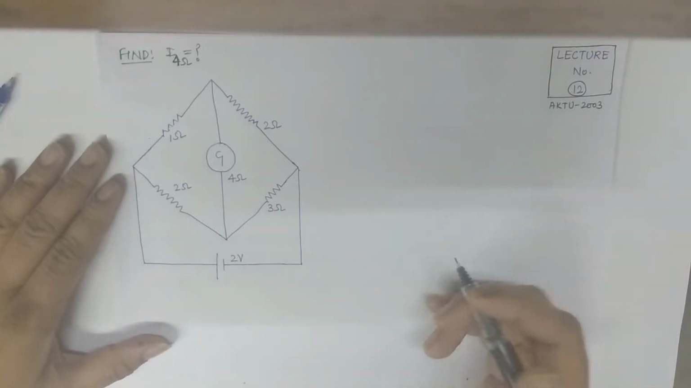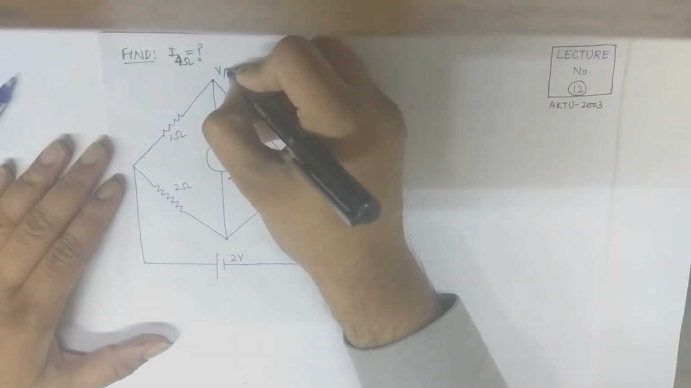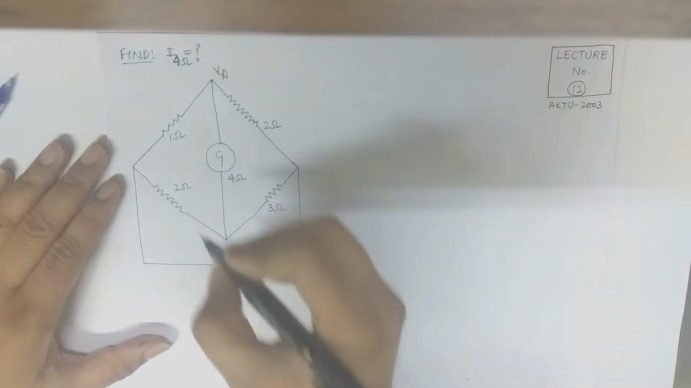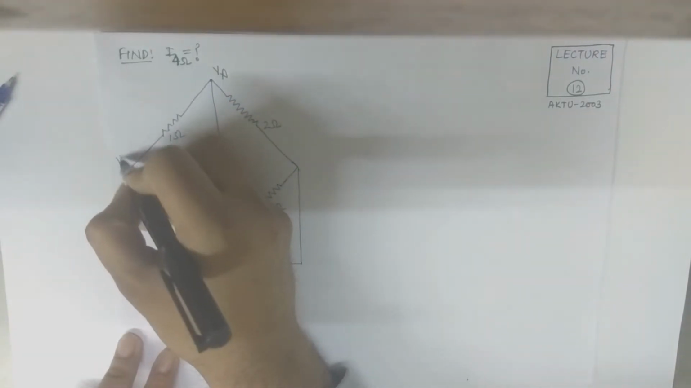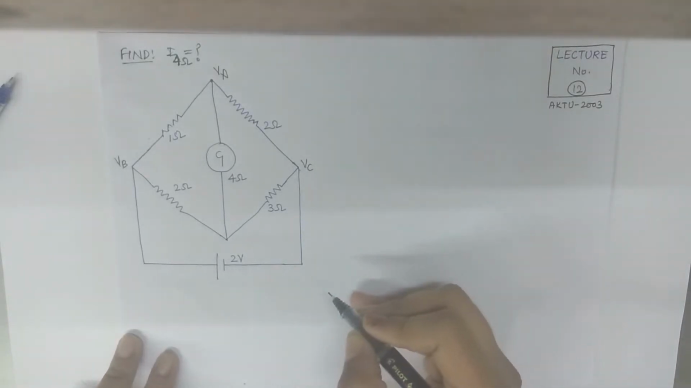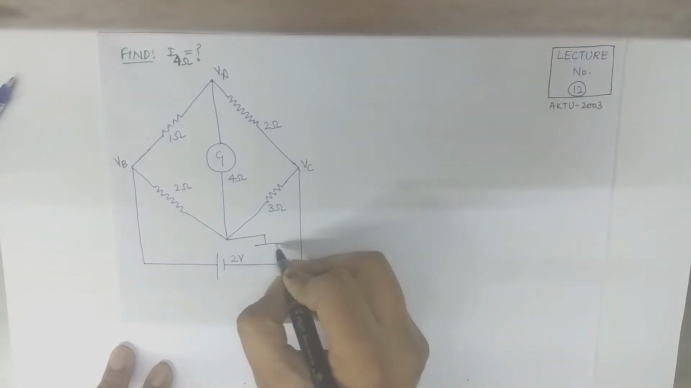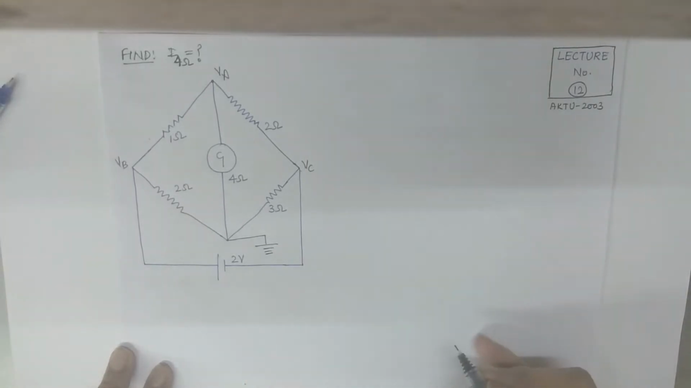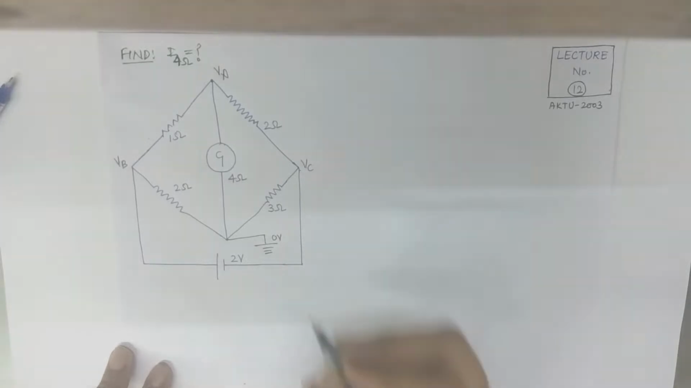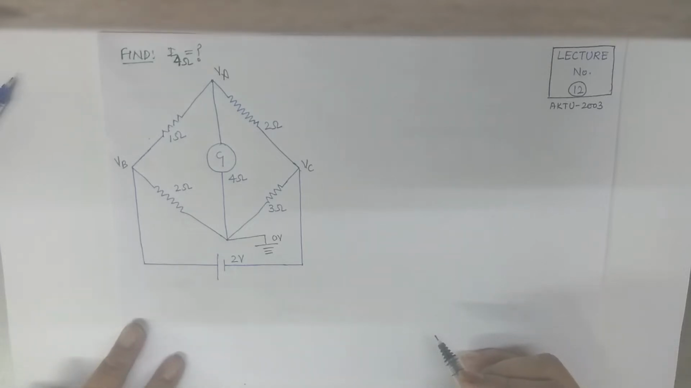First of all, we make nodes. This is, let us say, point A and its potential is VA. This is VB. This is VC. After making nodes, let us say this is a reference node, at zero potential. Now after making nodes, we make a distribution of current in the branch at every node.